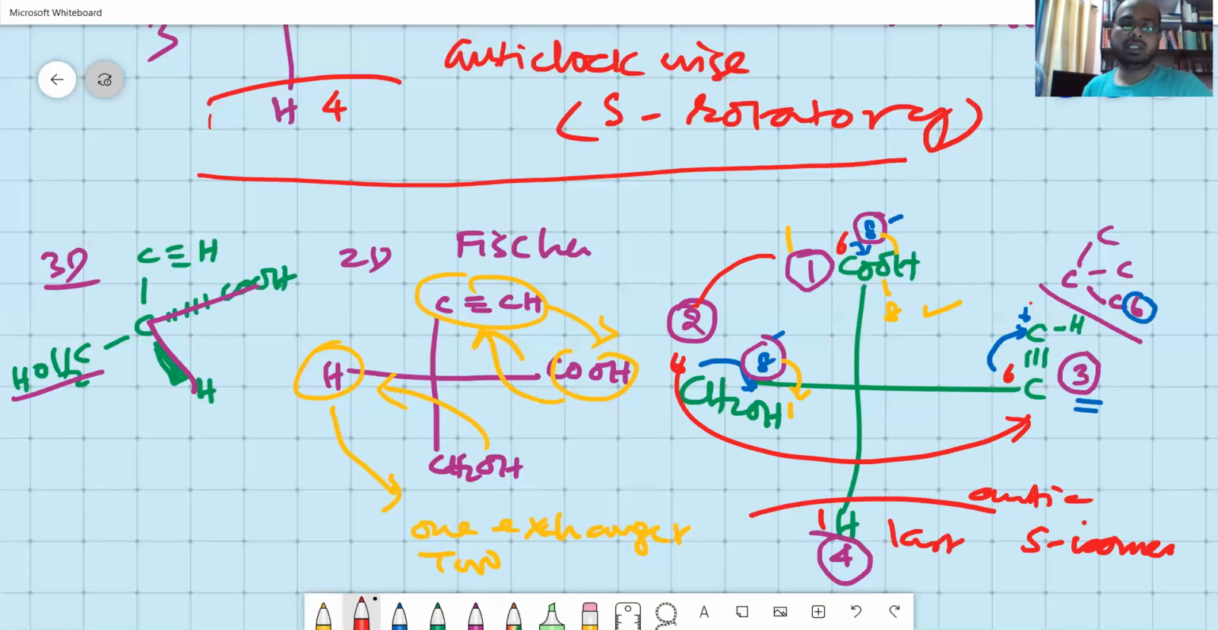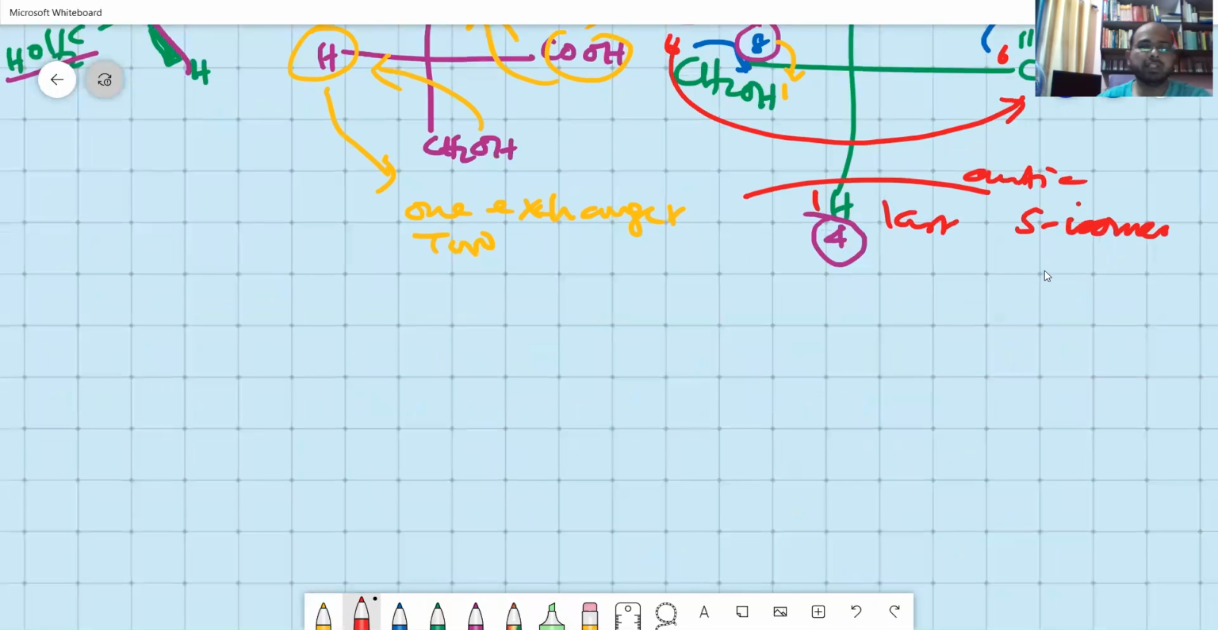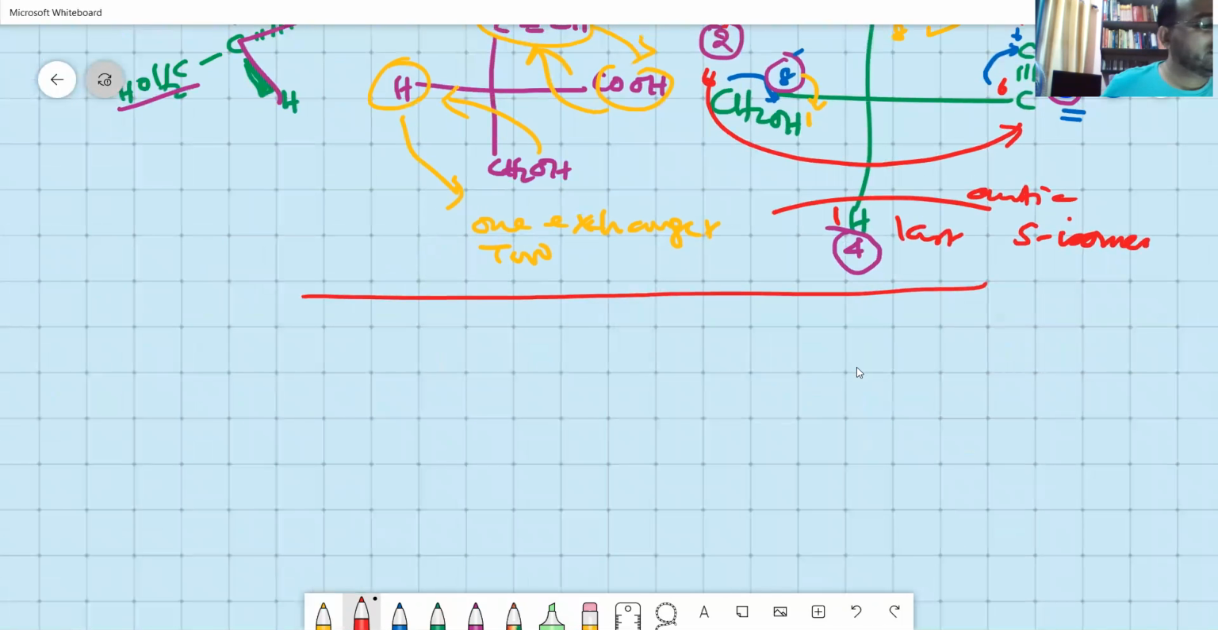Okay, this is another example in which you can see that it is S, because CHO comes first, CH2OH next, C triple bond CH next, and then the last is the hydrogen atom. Clear? So we have done 5 examples. I'll take some more examples from the book.